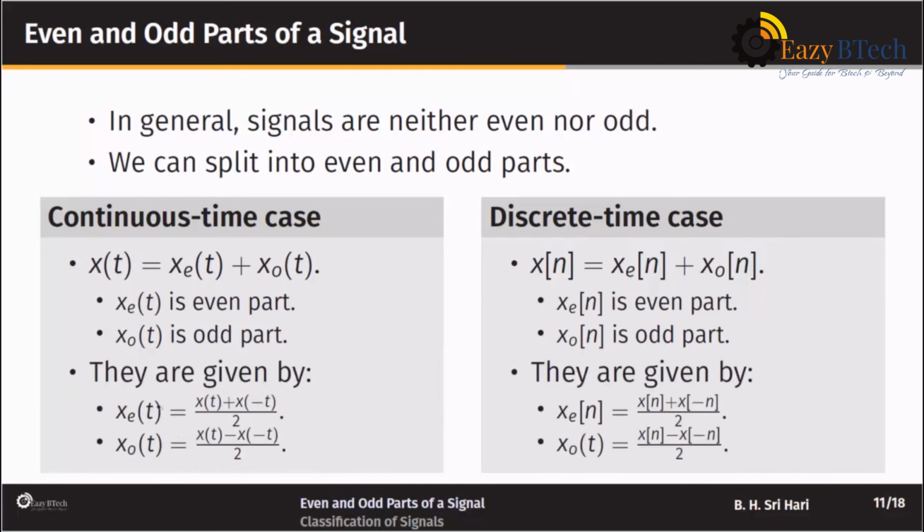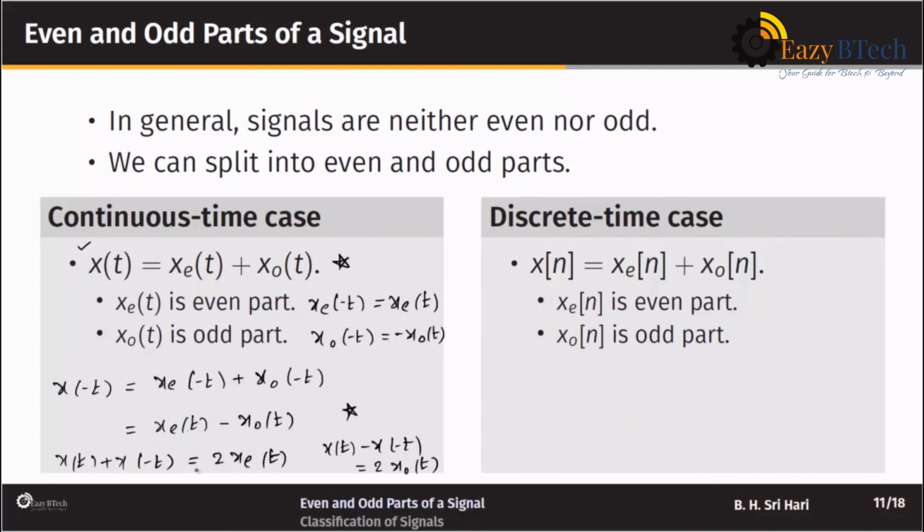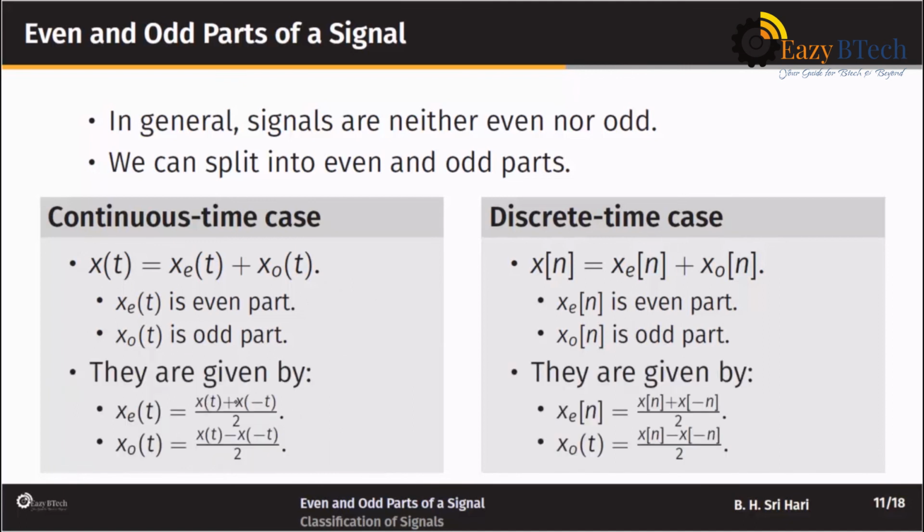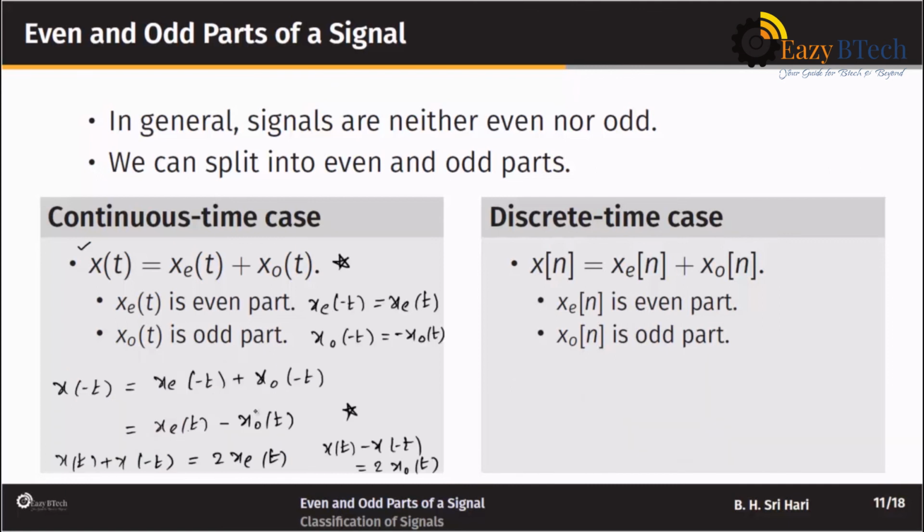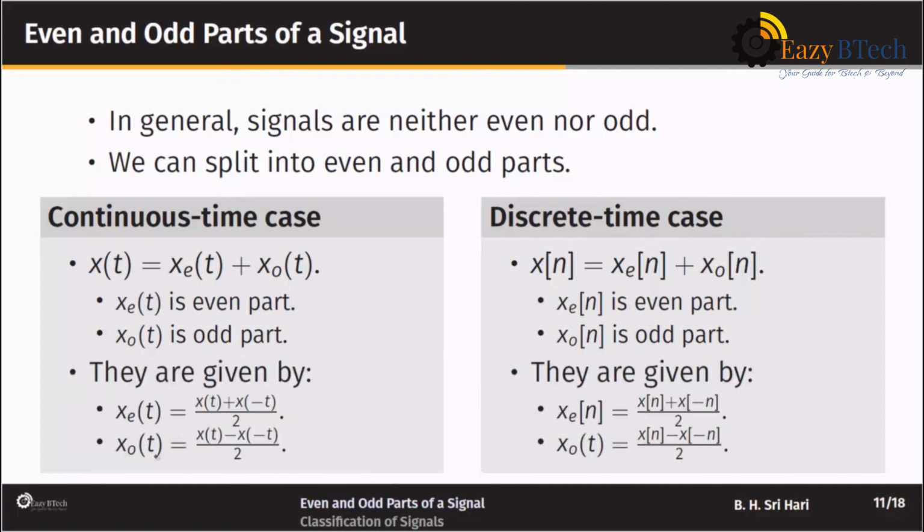So finally, we have derived this in the previous slide. We got x of t plus x of minus t equal to 2xe of t, and hence xe of t is equal to x of t plus x of minus t whole divided by 2, and similarly xo of t is equal to x of t minus x of minus t whole divided by 2. In that way we derive the even and odd parts of a signal. If a signal is neither even nor odd, which is the case for most signals, we can split the signal into even and odd parts in this fashion. Again, the same rule applies for discrete time case.